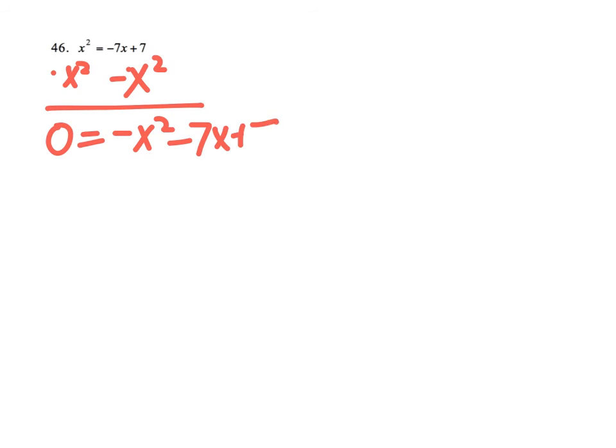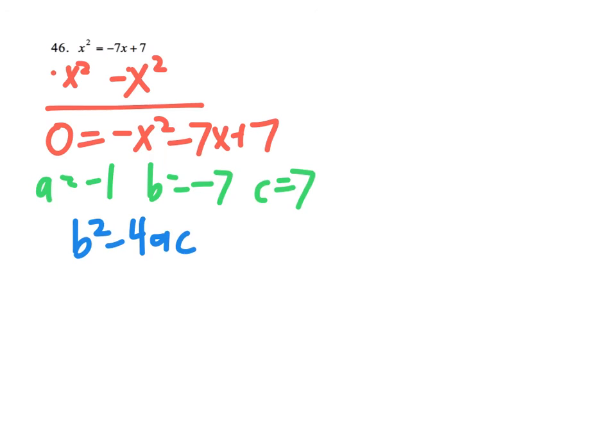All right, my next one, we have x squared equals -7x plus 7. Again, we need everything on one side, so we're going to subtract x squared from both sides. If you wanted to move your -7x and your 7, that works too. So we have 0 equals -x squared minus 7x plus 7. Again, we are plugging everything into b squared minus 4ac. But we need to start out by figuring out a, b, and c. So I know a is going to be -1, b is -7, and c is 7.